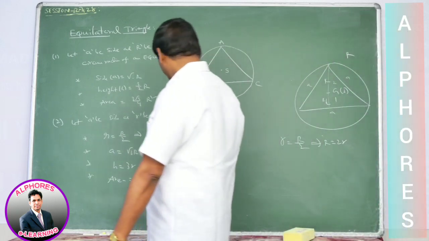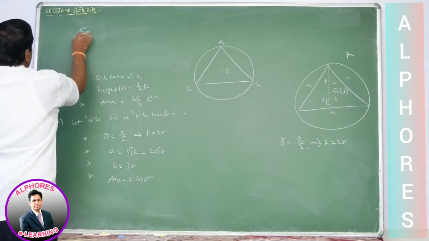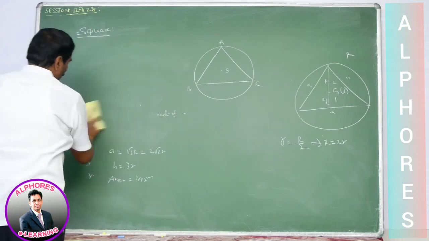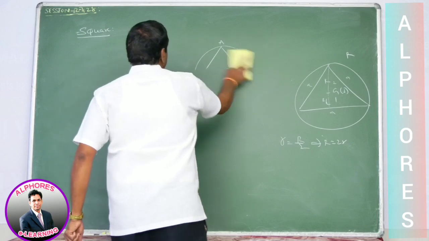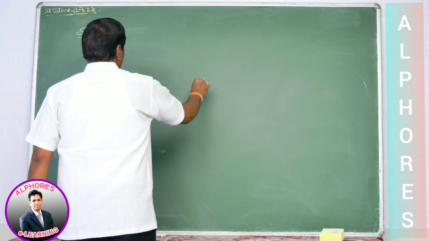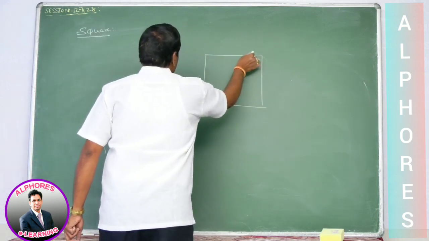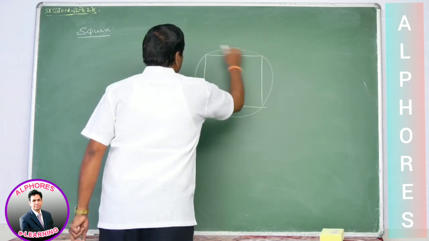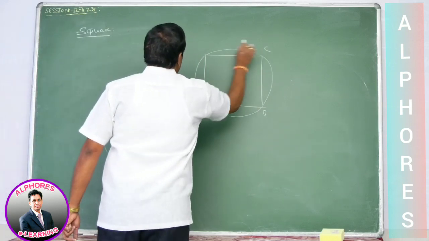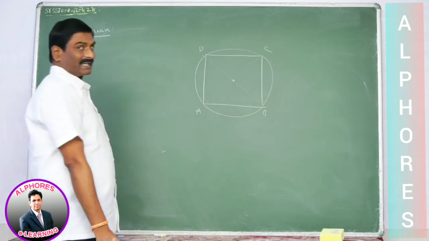Okay. Next, square. Let small a be the side of the square and capital R be the circumradius of the square. Circumradius is the radius of the circle that passes through the vertices of a square. Say ABCD is a square. The center of the square is the point of intersection of the diagonals. It is the center of the circle.